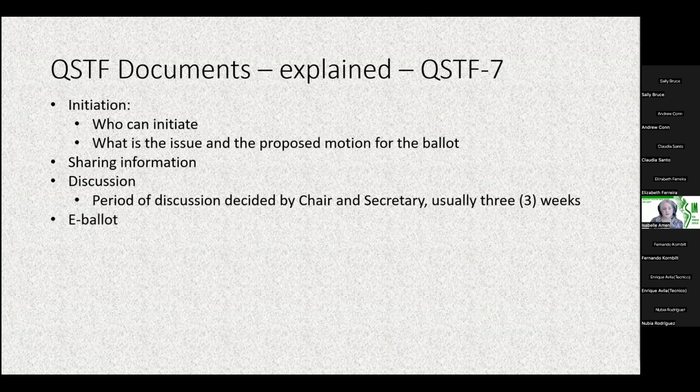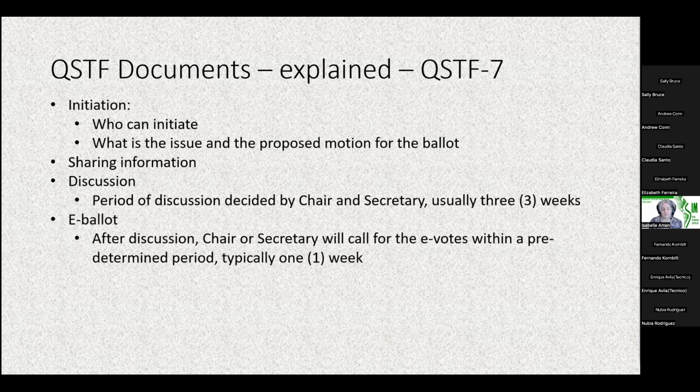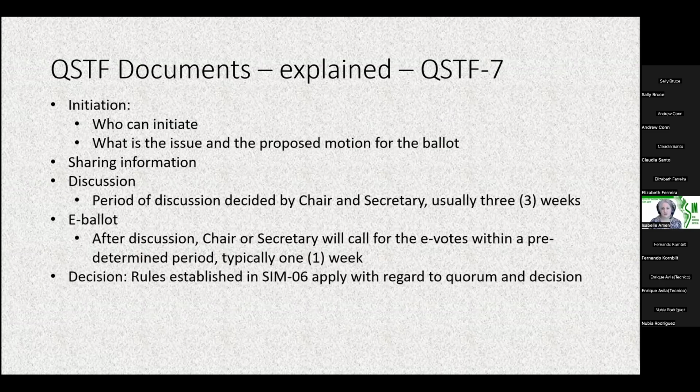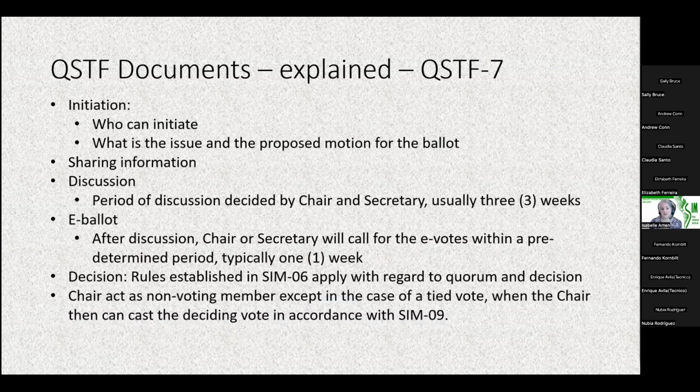And after that period, an e-ballot is launched. Either the chair or the secretary will call for the e-votes within a predetermined period, usually within 1 week. This is where the SIM QSTF delegates must provide their vote: either in favor, against, or abstain. The decision rules established in SIM 06 apply with regard to quorum and decision making.